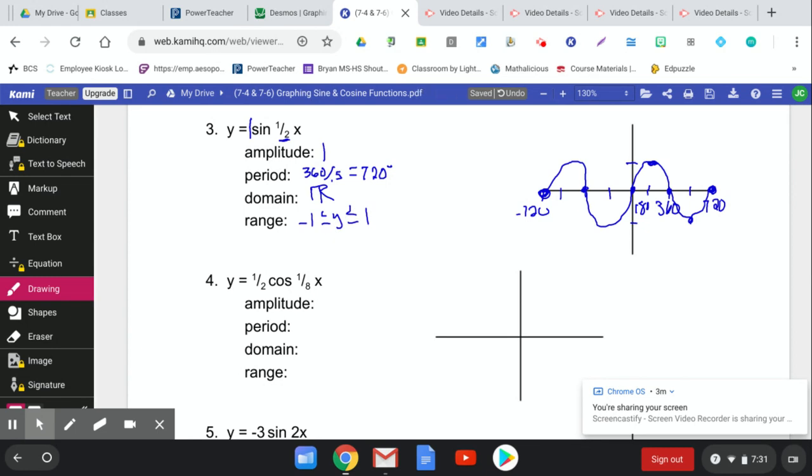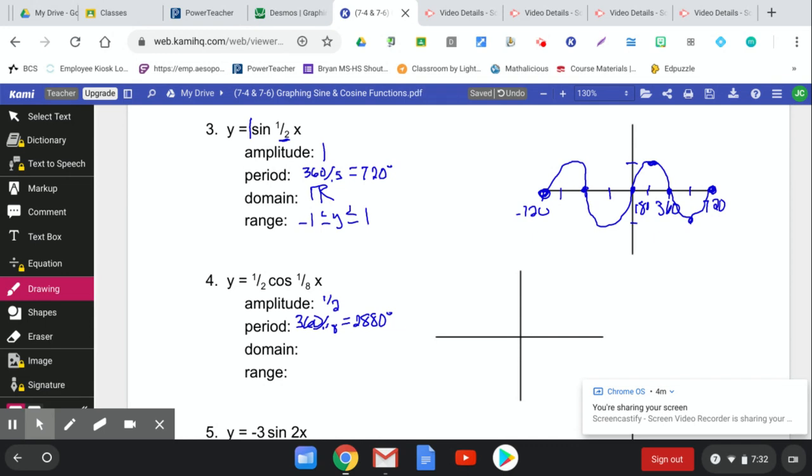All right, let's take a look at this one. Starting with the amplitude. Amplitude is 1/2. That's the number out in front. So that means instead of going all the way up to 1 and -1, we're only at 1/2 and -1/2. And the period, remember the normal period is 360, but we have to divide it by the number that's in front of the x. So we divide by 1/8. I need a calculator for that. 2,880. All right. That's very large.